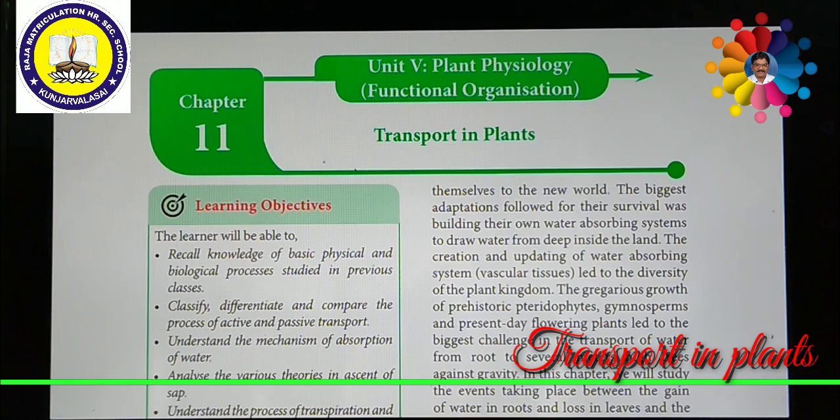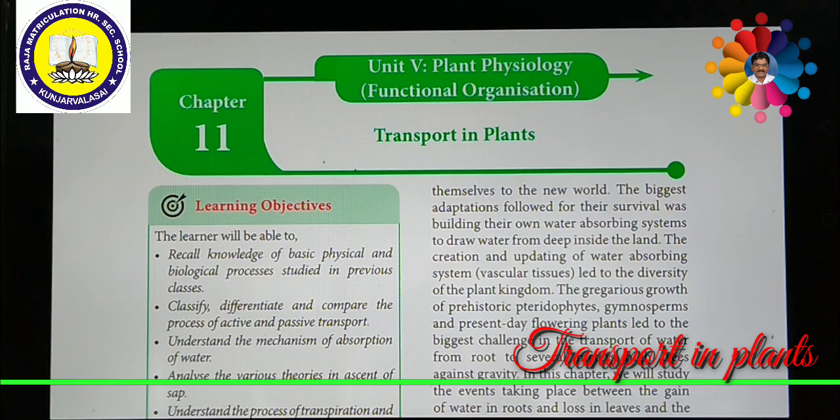So how do these two types of transport take place in plants? Water and minerals from the soil travel through the roots, then the stem and various parts of the plant. This is called ascent of sap. Along with the minerals, the water is taken through the roots, root hair, roots and stem and various branches. Finally it reaches the leaves. So this is called ascent of sap.